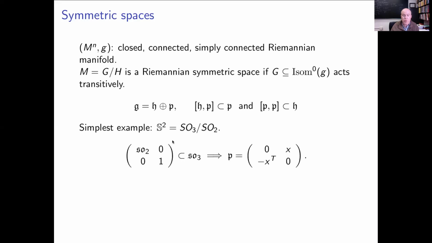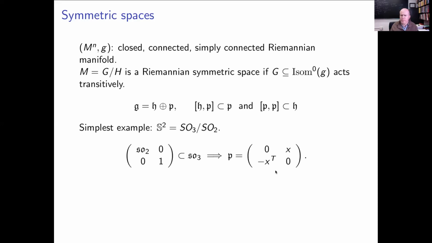And if you pass to Lie algebra level, you include SO2 like this, the isotropy corresponding to, say, the North Pole. You can check that the complement, with respect to, say, the Killing form, is given by matrices of these forms, where X is a 2x1 matrix. And then you can explicitly verify the bracket relations here. So this is a very rushed discussion of what a symmetric space is, I guess. But these are the manifolds that we want to focus on and study.